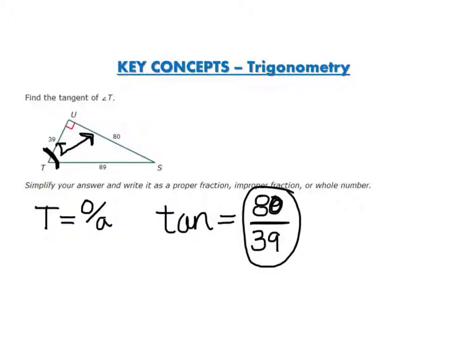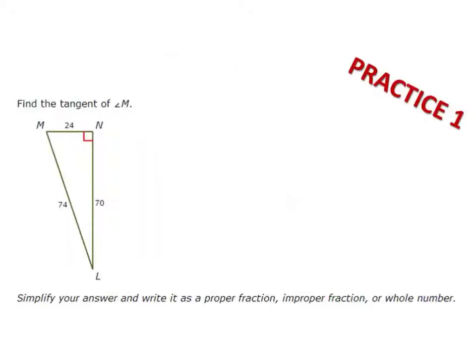That's all it is. If you could reduce the fraction, then you can reduce it. Now it's your turn. Practice 1, find the tangent of angle M. Until you get real comfortable with this, I would write the ratio down just like I did: T equals O over A, just so you know you're using the right numbers. If you get a fraction, make sure you reduce it.